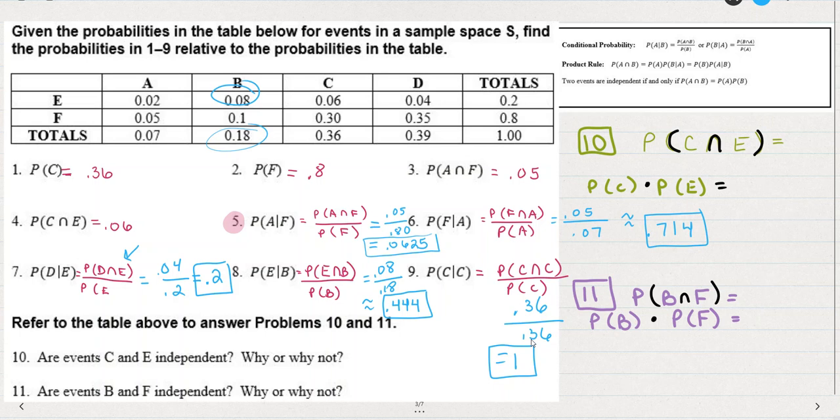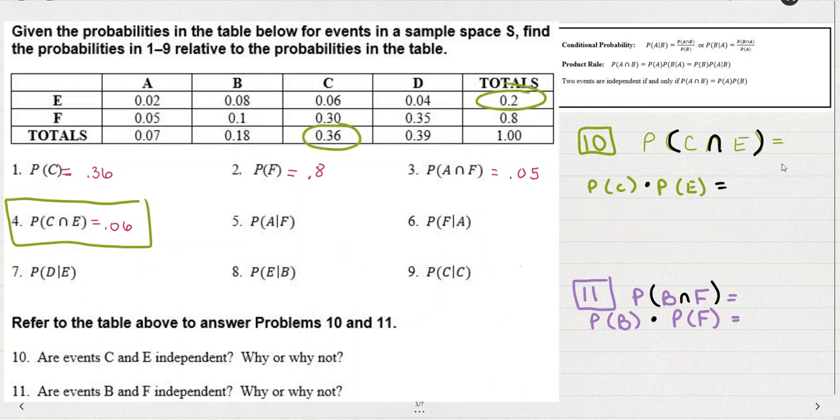Let's continue with number 10 and 11. Are events C and E independent? Why or why not? If they are independent, then the probability of C and E will equal the probability of C times the probability of E. I can pull these examples from the chart and from the previous example that was worked, but the probability of C and E occurring at the same time, that's going to be 0.06.